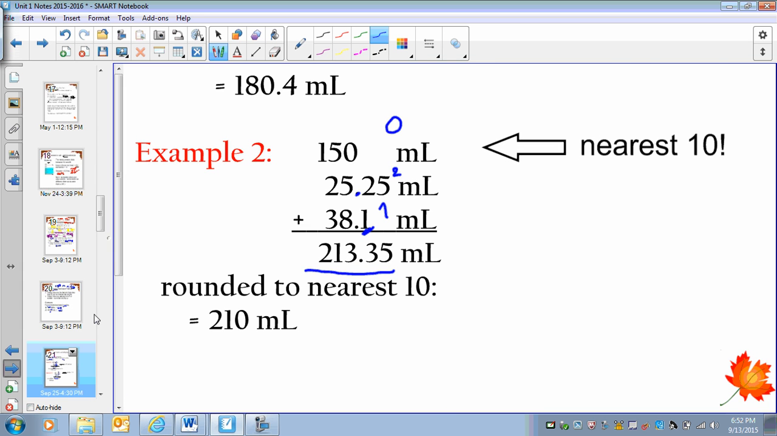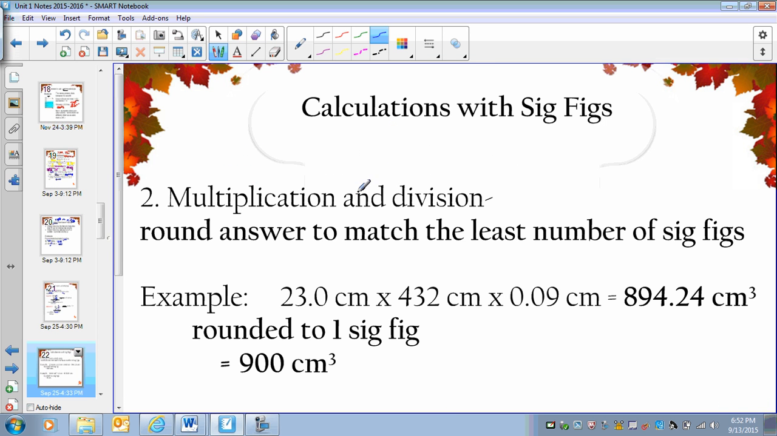What are the rules for multiplication or division? You need to round your answer to match the least number of significant digits overall. You're not only counting after the decimal point. We are not looking for the least or most precise data. We are just looking overall. We have 3 significant digits here, 3 significant digits here, and only 1 significant digit here, because leading zeros don't count. Remember the significant digit rule, that leading zeros don't count. So these zeros don't count. I only have 1 significant digit here.